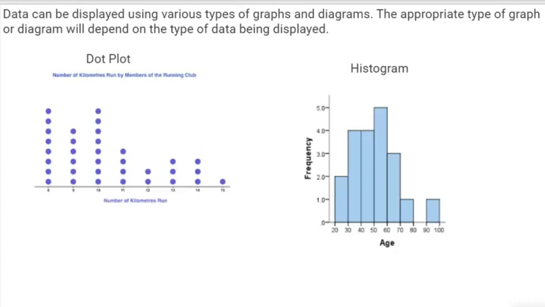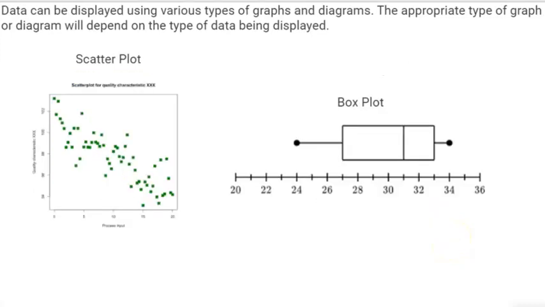Here we see a dot plot and a histogram, both of which are showing quantitative data, with the dot plot showing the number of kilometers run by members of the running club, and the histogram breaking down a population by range of age. Here we have a scatter plot and a box plot, again showing examples of ways to display quantitative data.